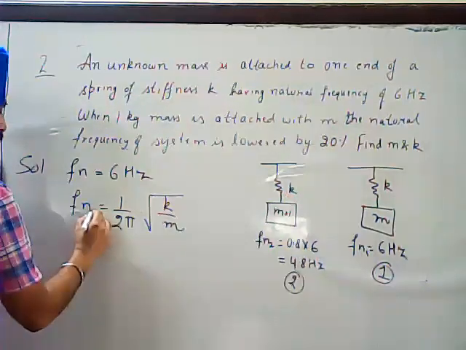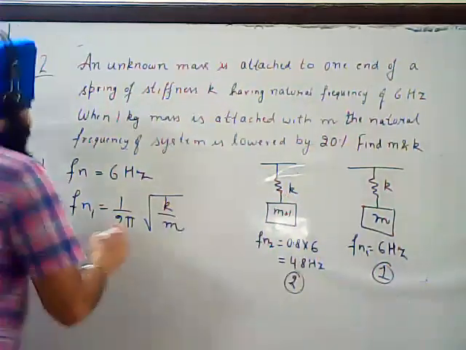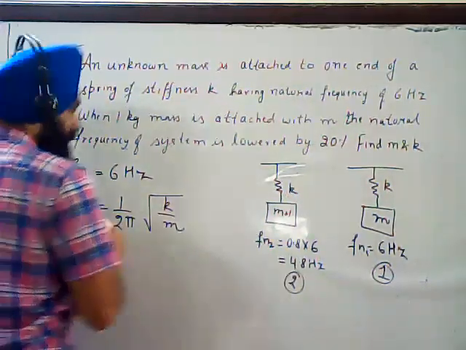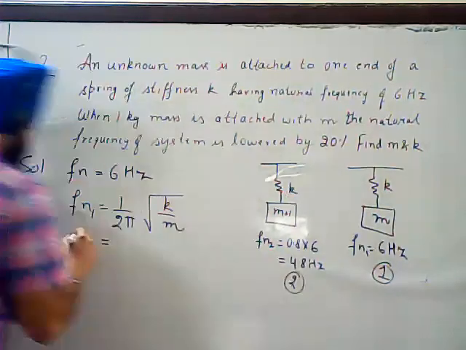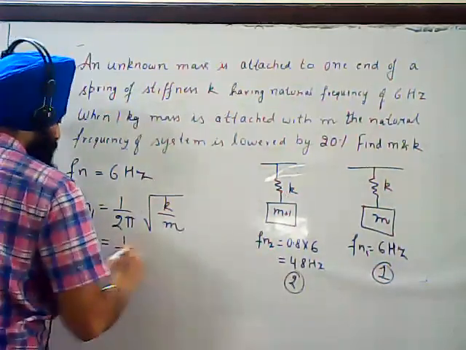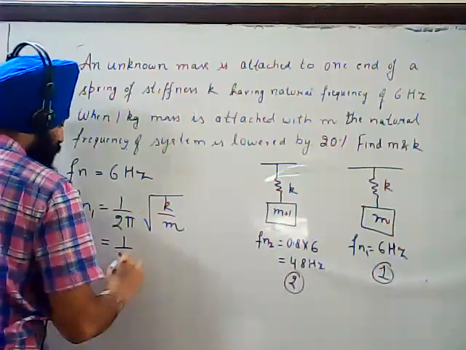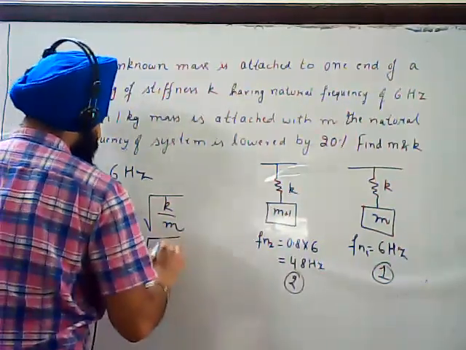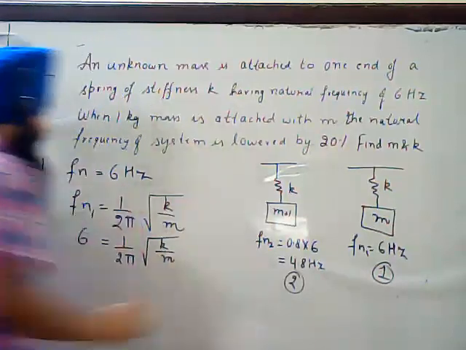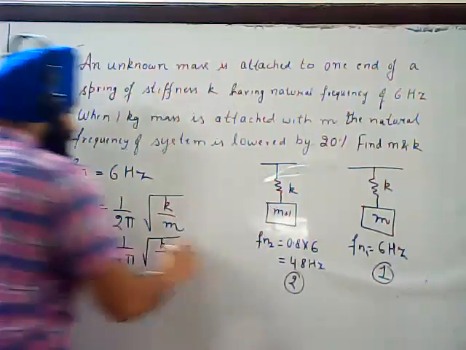So for the first figure, its value will be Fn1. So Fn1 will be equal to 1 by 2 pi. The value of Fn1 is given, its value is 6. So 6 is equal to 1 by 2 pi into under root k by m. So this is our first equation.